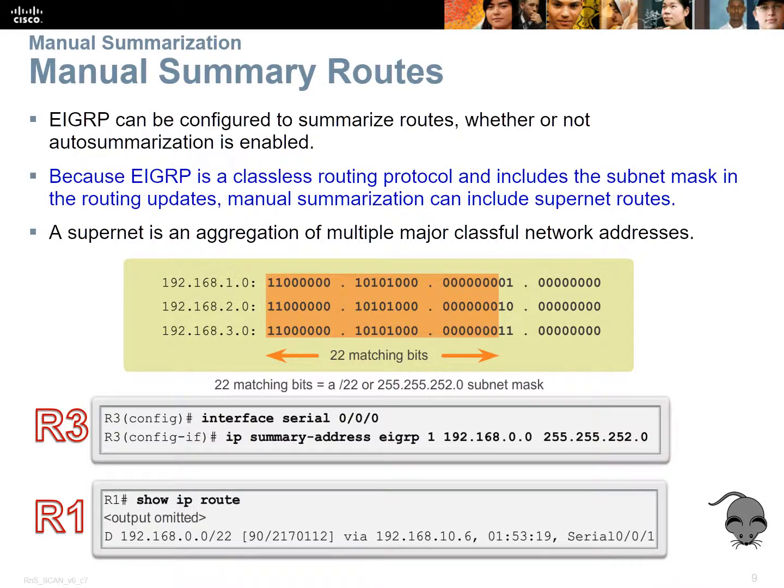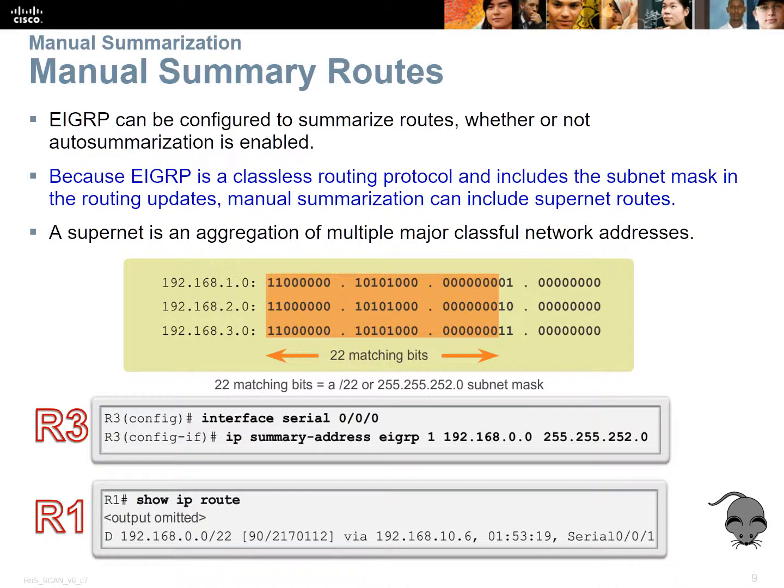But summarization doesn't always have to be a bad thing. We can do summarization manually. So here we've got 192.168.0.0 and we've said, actually, you know what? This is going to cover 192.168.0, sorry, 192.168.1, 192.168.2, and 192.168.3. So now when router 3 is pushing the route up to router 1, and he comes across and says, you know what?